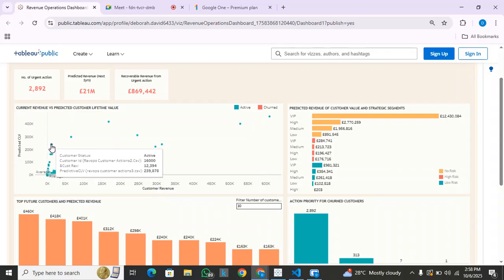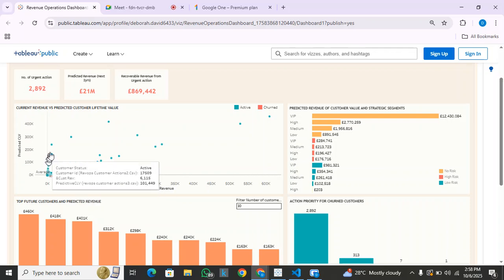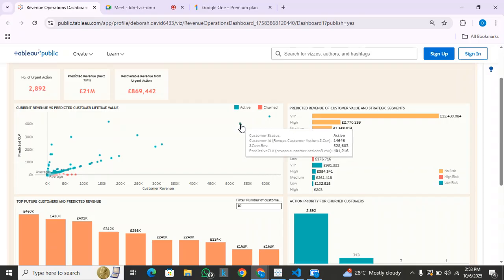So you see that this customer's current revenue is 12,000 pounds, and the predicted revenue this customer will bring in the next 2 years is 239,000 pounds. You see, this customer is valuable. This customer should be targeted and retained. So customers that fall under this area should be looked into. These customers are already doing well, and it shows that they'll continue doing well based on the prediction.